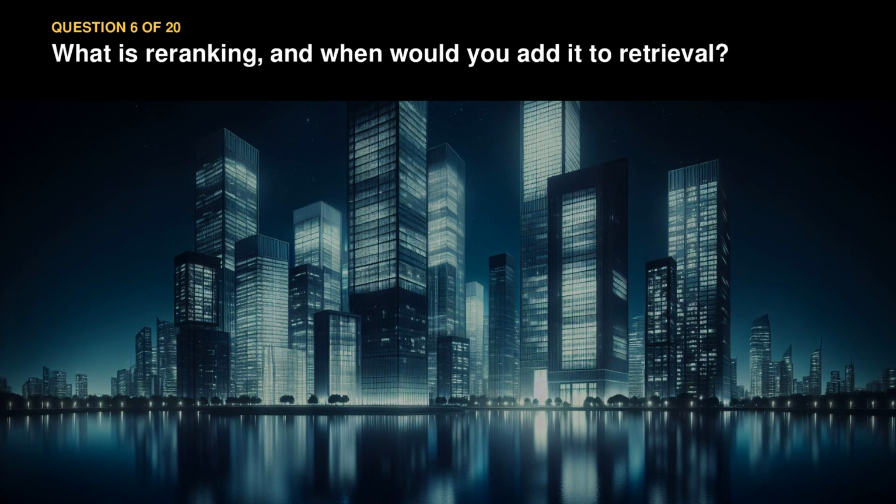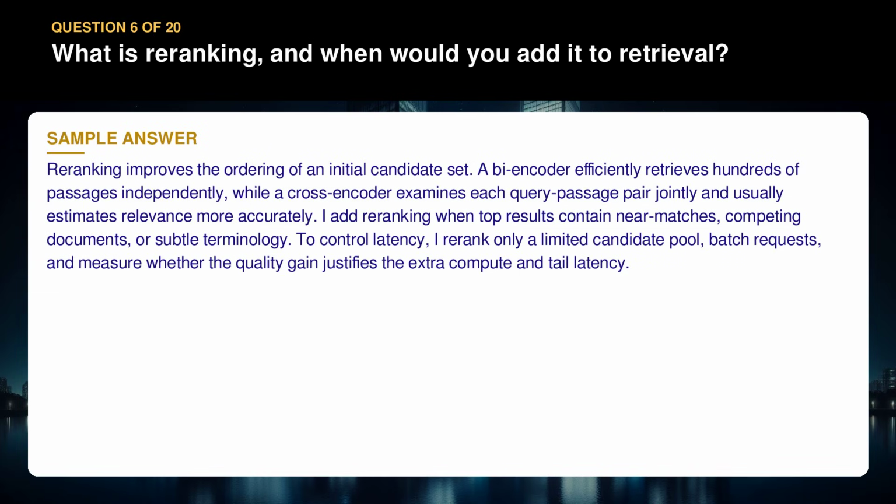Question 6. What is reranking, and when would you add it to retrieval? Reranking improves the ordering of an initial candidate set. A bi-encoder efficiently retrieves hundreds of passages independently, while a cross-encoder examines each query passage pair jointly and usually estimates relevance more accurately. I add reranking when top results contain near matches, competing documents, or subtle terminology. To control latency, I rerank only a limited candidate pool, batch requests, and measure whether the quality gain justifies the extra compute and tail latency.